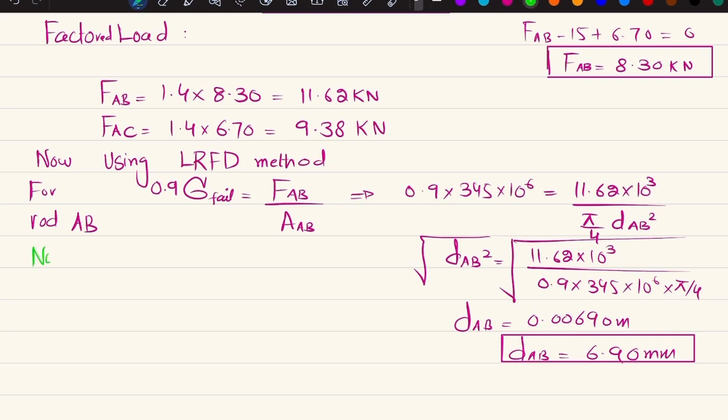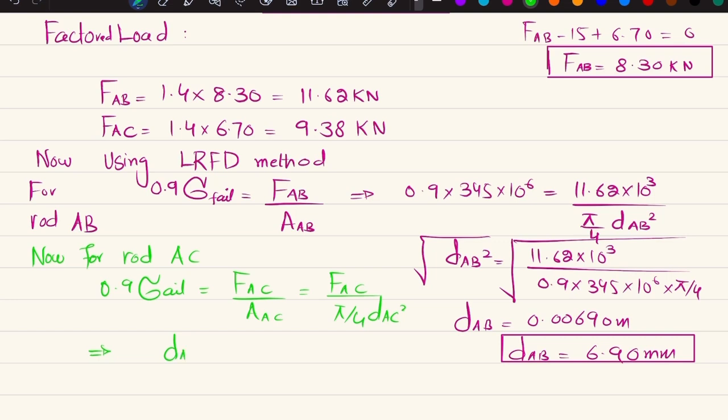Now for rod AC, we will get 0.9 multiplied by failure stress is equal to FAC divided by area AC. So this will be equal to FAC divided by area AC, which is pi by 4 DAC square. So from here you will get DAC square equal to FAC divided by 0.9 multiplied by failure stress into pi by 4.